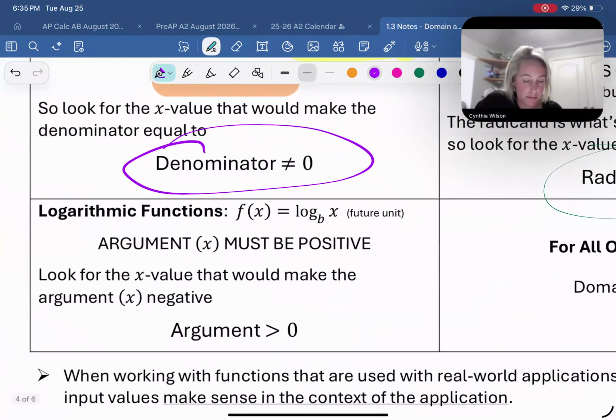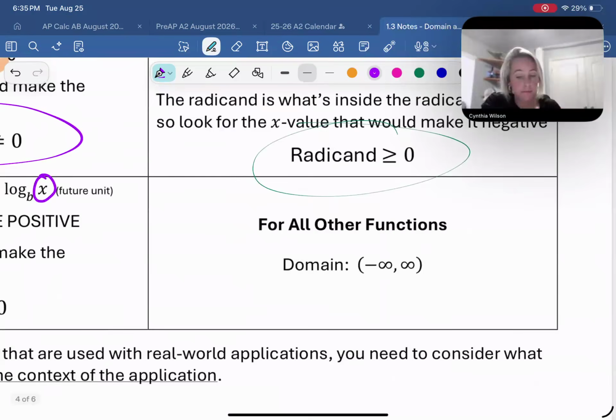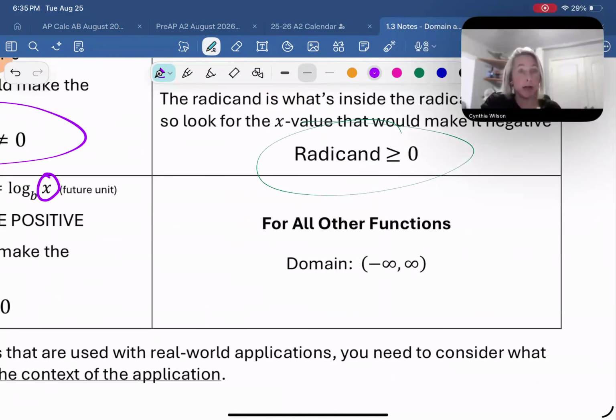Okay. Our next one is called a logarithm. We're not covering that till unit 4, so don't want to cover it right now. But this thing right here, that x, that's called an argument. Okay, so the argument has to be positive. So just like I did with the even index, I would just set it greater than 0. Okay, we'll do that on a future problem. Here's the great thing. Literally everything else is negative infinity to positive infinity. No restrictions on the domain.